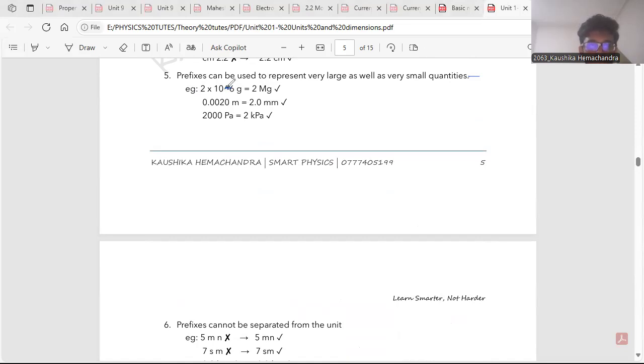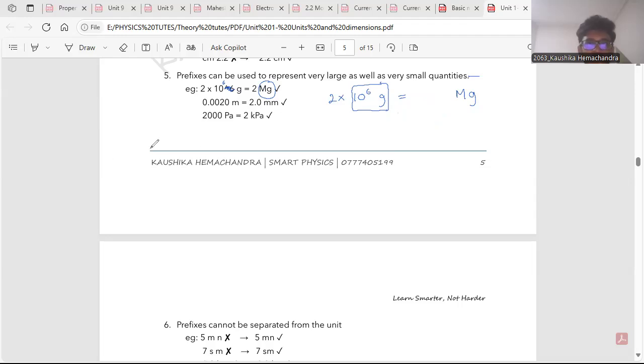So you can cut this 6 and write 10 to the power 6, okay? So 2 into 10 to the power 6 grams. That is converted to megagrams, Mg, capital M, right? Not milligram, this is megagram. 1 megagram is 10 to the power 6 grams. So 2 into 10 to the power 6 grams is 2 megagrams. From this to this, you can convert.